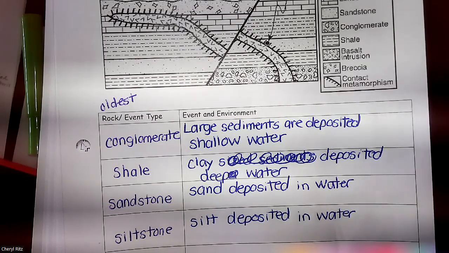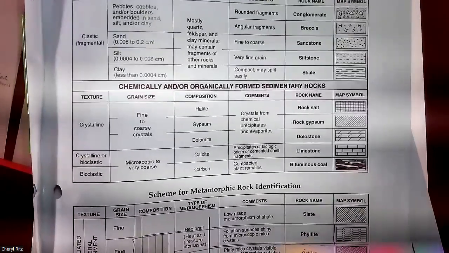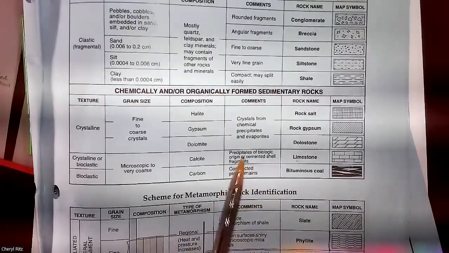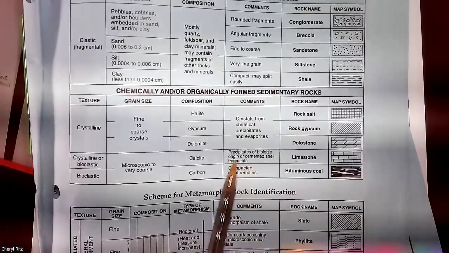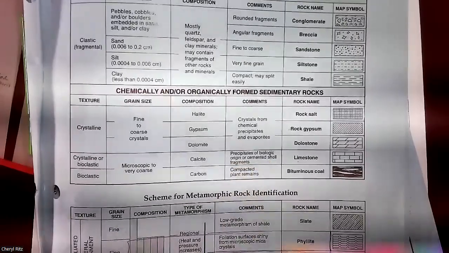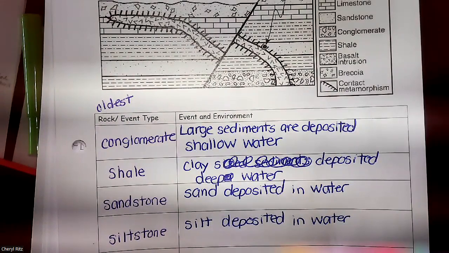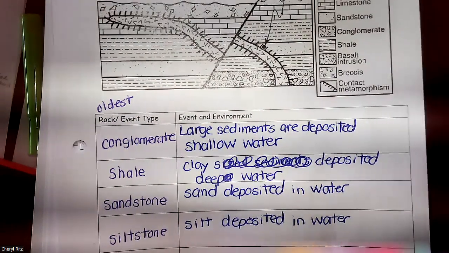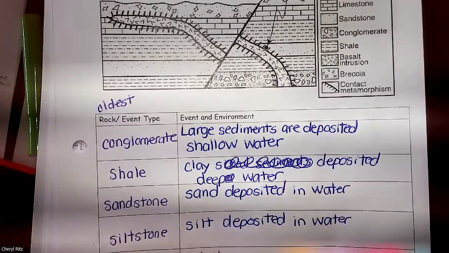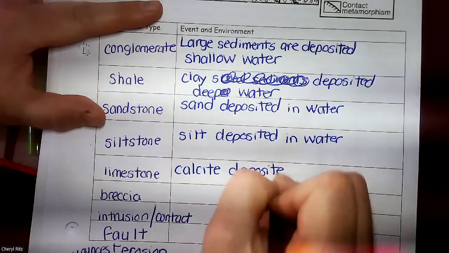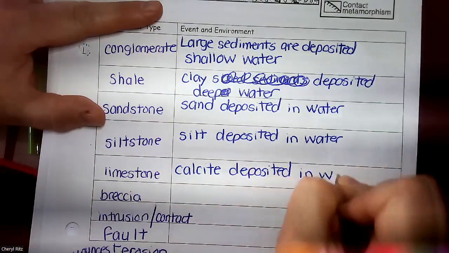Almost done. Limestone. What's limestone made out of? Calcite. Limestone's made out of calcite, a precipitate of biological origin or cemented shell fragments. So you get broken pieces of clam shells or some skeletons. Where do you think they're going to get deposited? Are they really small, really large? They're not. So again, we just say deposited in water.